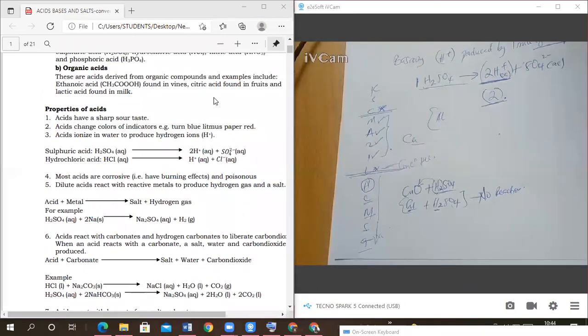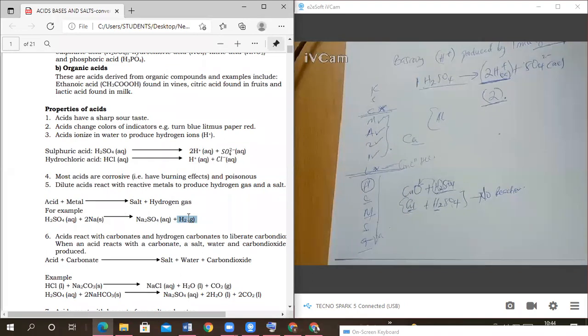Let's look at them here. They are saying dilute acids react with the reactive metals to produce hydrogen gas and a salt. An example of sodium and potassium, that one is possible. But now this one is an aqueous solution. The only gas you can get is this. So they do react.